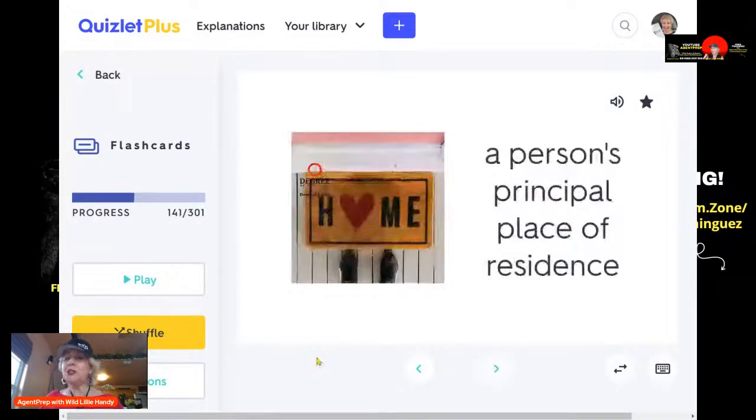All right, a person's principal place of residence. What is that called? There's a technical word and then there's a simple word. Matilda, you know what? It is hard to say. You're not going to see all the vocabulary on the exam, but you will see a lot of them.